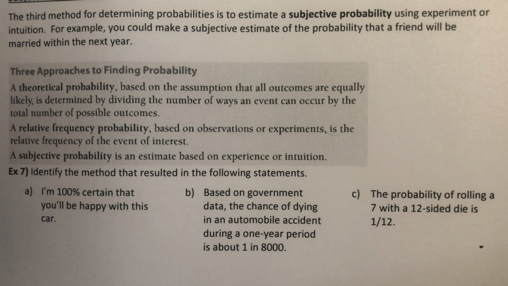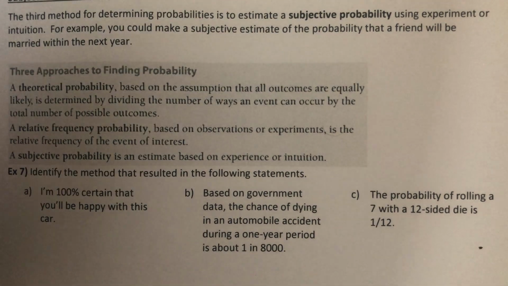All right, based on government data, chances of dying in an automobile accident are 1 in 8,000. That would be a relative. They took the number of deaths divided by the number of people driving. And the probability of rolling a 7 with a 12-sided die is 1 out of 12. That would be your theoretical.